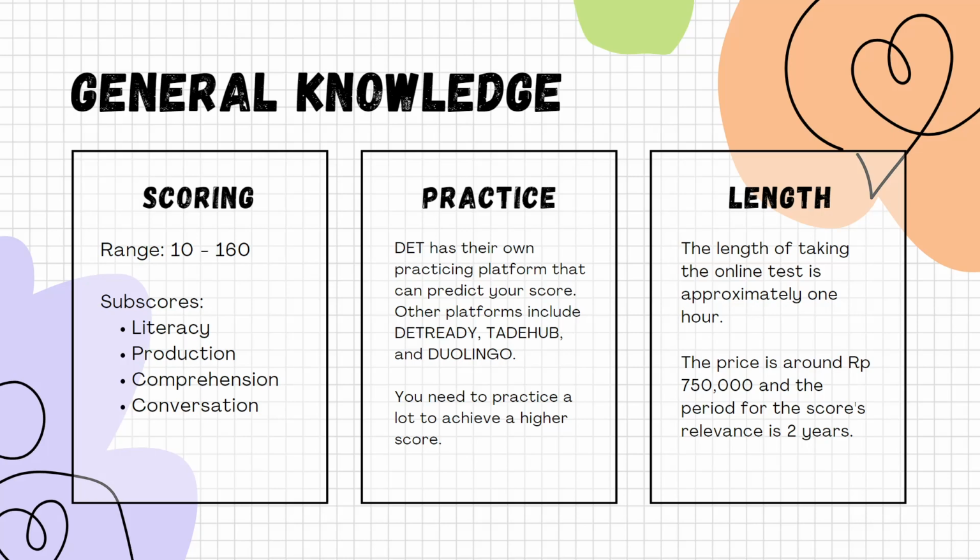And then practice. Duolingo has their own practice platform that can predict your score. You can take it as many times as you want, but it's only about half of the actual length of the test. It is available on the official website of Duolingo English Test. You can find it easily. And there are also other platforms that can help you improve your strategies and let you practice for the real test, which are Ready, Data Hub, and the Duolingo application on your mobile phones. You also need to practice a lot to achieve a higher score. That's logical.